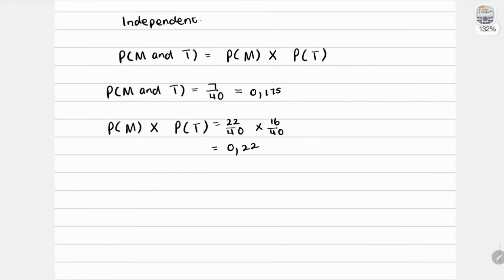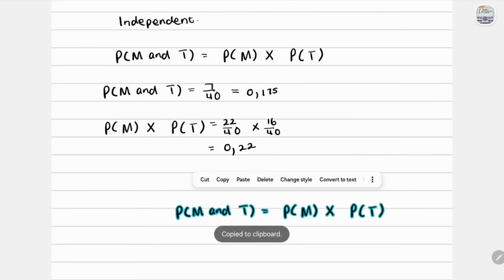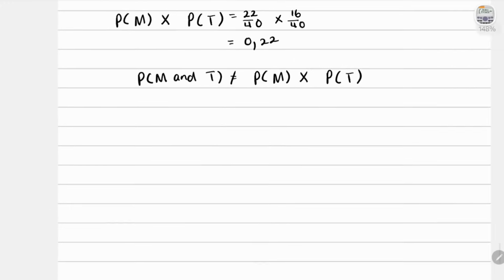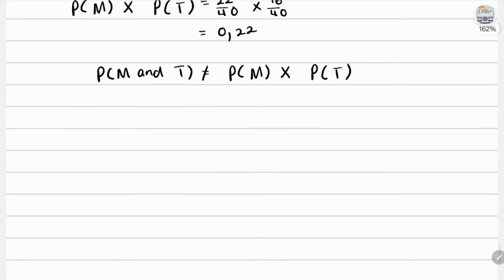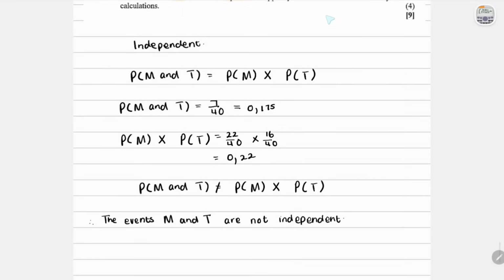So that would mean they are not equal. So we can actually tell them these are not equal, and so therefore these events are not independent. Okay, so we can put a line through it here. It's not equal, therefore the events mathematics and tourism are not independent. And that is our answer.